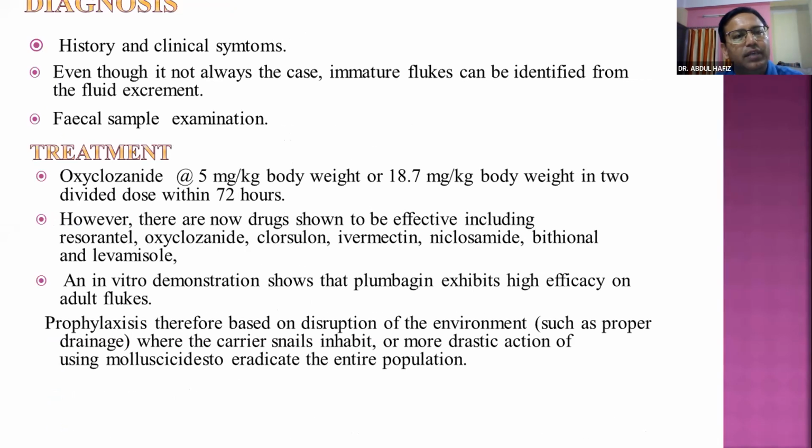Diagnosis: history and clinical symptoms. We can diagnose through clinical symptoms followed by fecal examinations. And treatment, we should know the drug of choice. Likewise, for fasciolosis it is triclabendazole, and oxyclozanide is the main drug of choice for amphistomiasis, because we should use the proper anthelmintic. That means we should use the specific drug of choice, otherwise the anthelmintics will not work. Along with the oxyclozanide, we have to give some other supportive drug therapy also.